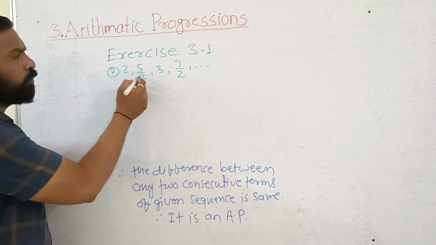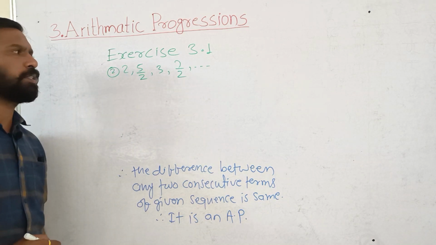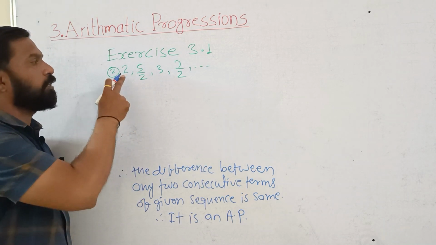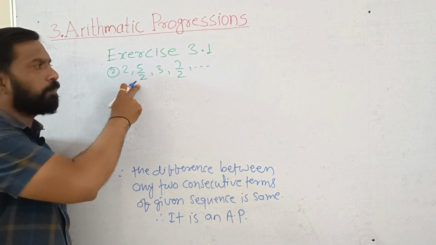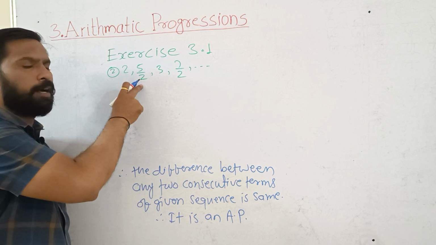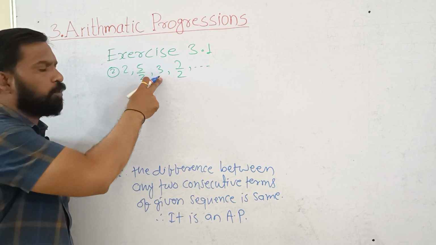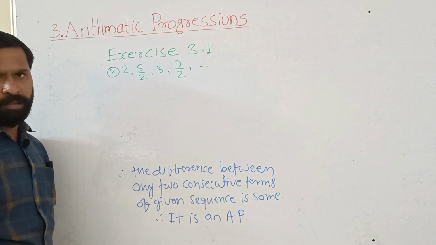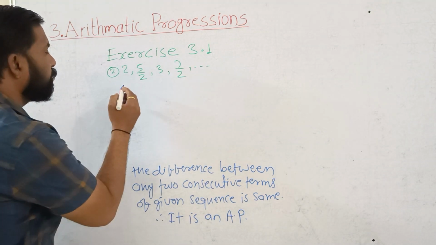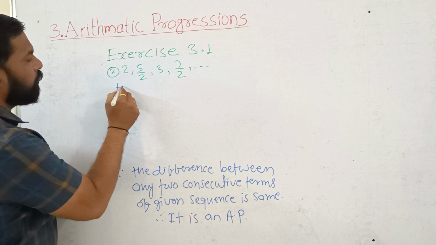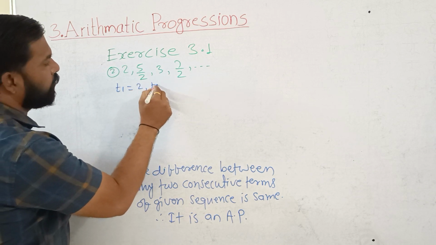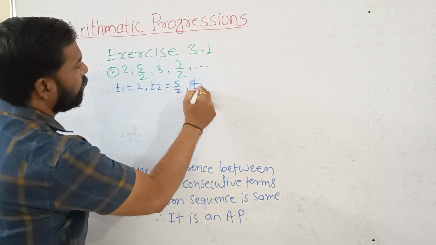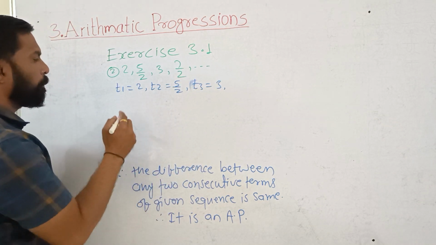Here, the first term is 2, the second term is 5 by 2, the third term is 3, and the fourth term is 7 by 2. If you observe them in this way, it is 2, 5 by 2 means 2 and a half, 3, 3 and a half: 0.5 increase, 0.5 increase, 0.5 increase. It must be an arithmetic progression. We will check it out. So now, what is T1? 2. What is T2? 5 by 2. Then T3 is 3, and so on.